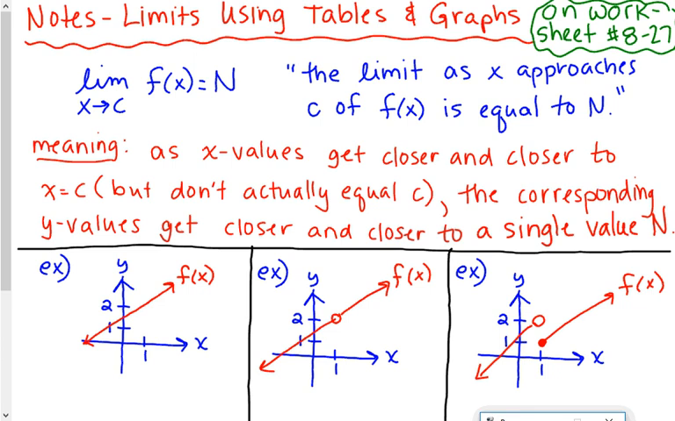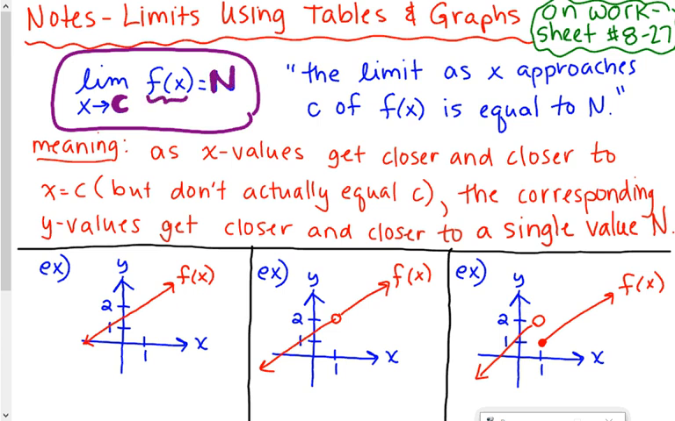Okay, so these notes are about limits using tables and graphs. This is our notation that we're going to use. And the way we say it is the limit as x approaches c of f of x is equal to n. Okay, that's how you read that. Typically, there would be a number put in here for c, and typically the answer would be a number. This might be a function.